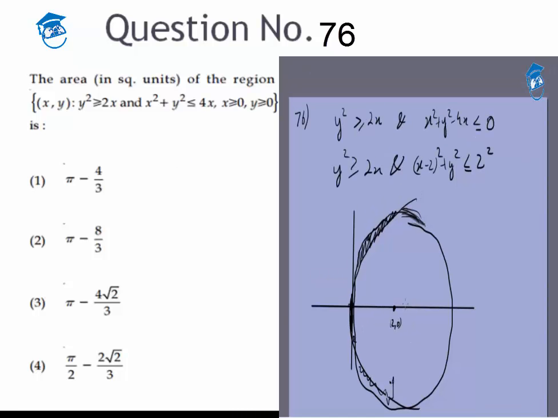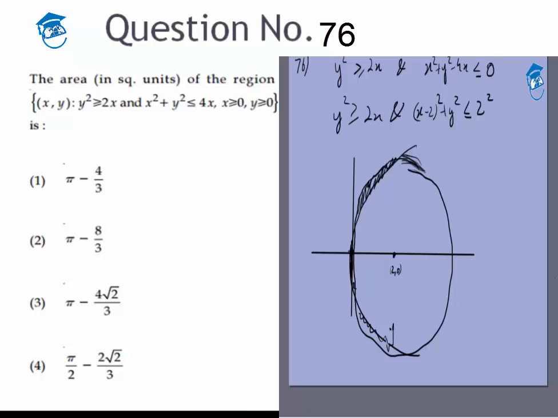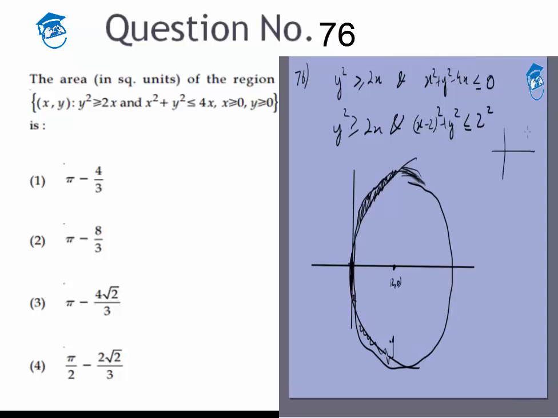I'll just draw a smaller figure also, so I hope it will be clearer. This would be the parabola and this would be the circle, and this is the region we want, which is in the interior of the circle and the exterior of the parabola. But also we are given x and y are greater than or equal to 0, so we just want it in the first quadrant, not the fourth quadrant. So this is the region we want, which is in the first quadrant, in the exterior of the parabola and in the interior of the circle, and we want to find out that area, right?